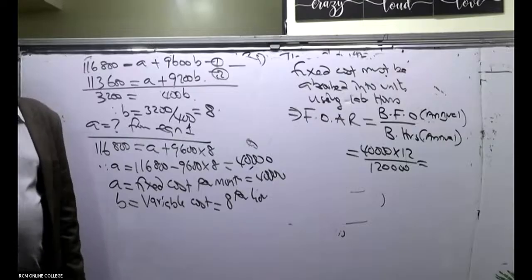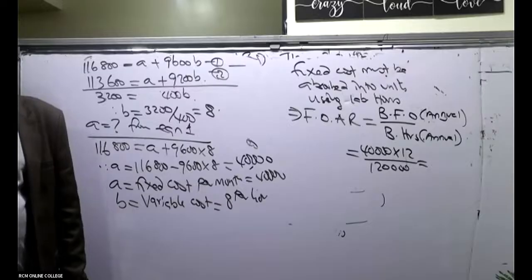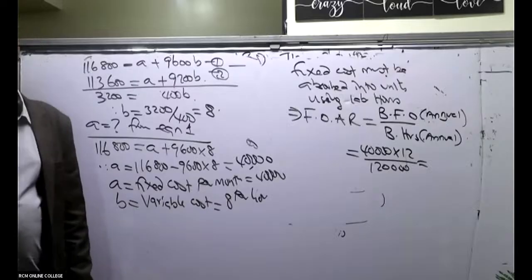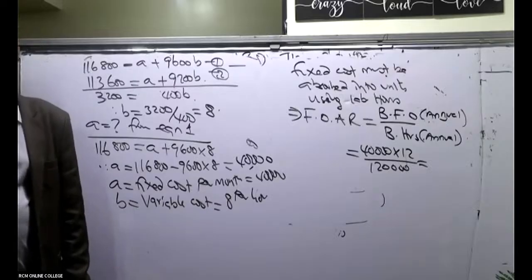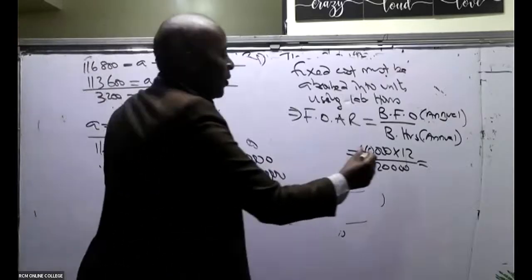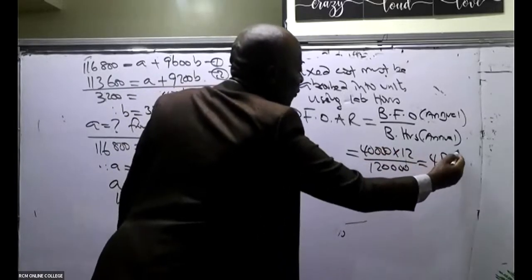So then these will end up giving me what figure, somebody there? We want to finish before we start. We only have 5 minutes. Please give me that figure, 40,000 times 12 over 120,000. They're giving me 4. 4 per hour.